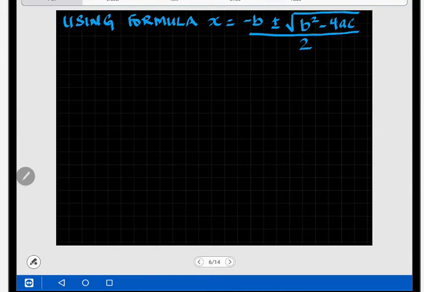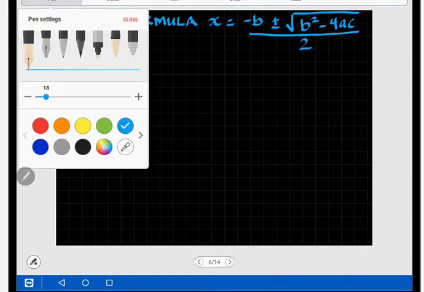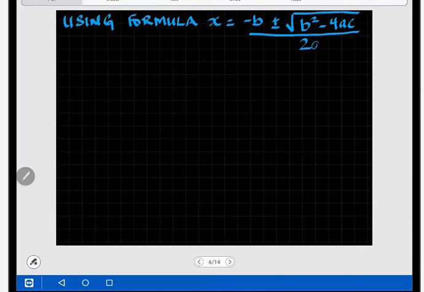Now, the third method was using the formula where you could find the value of x, which will be equal to minus b plus or minus the square root of b squared minus 4ac, divided by 2. Is that 2, guys? Nope. We missed something. It's 2a. All right, it's 2a.